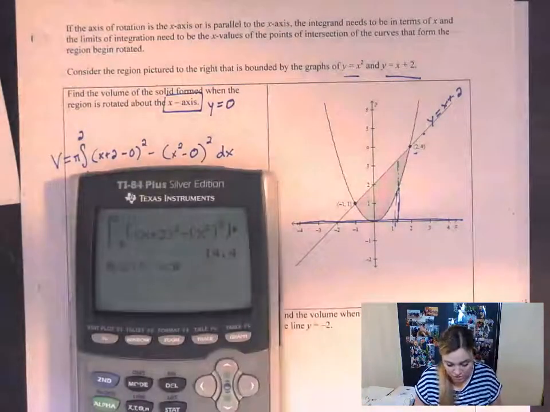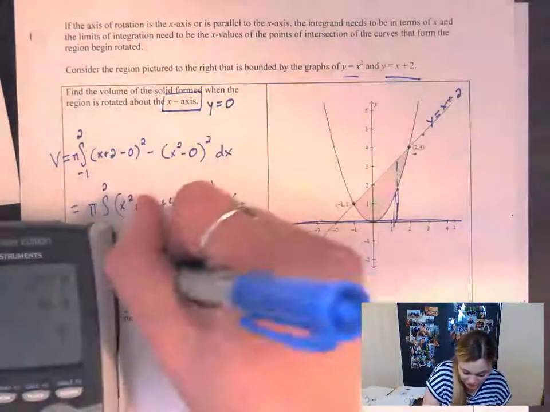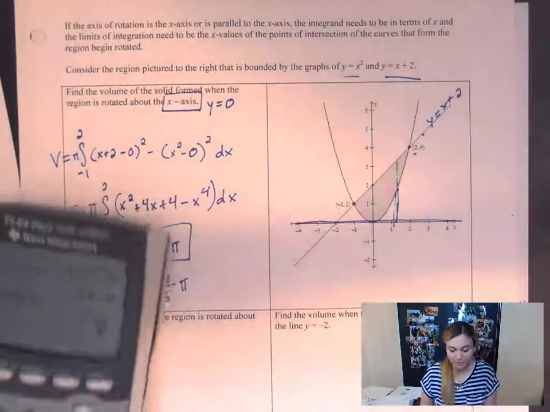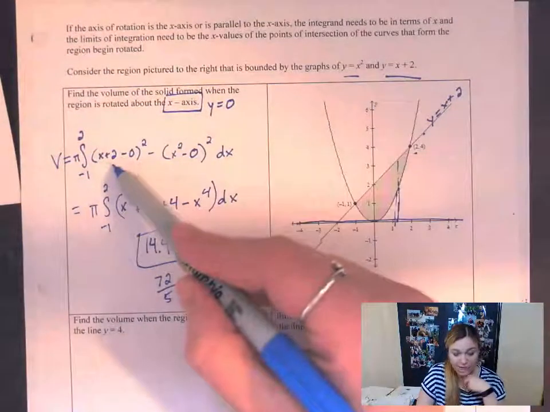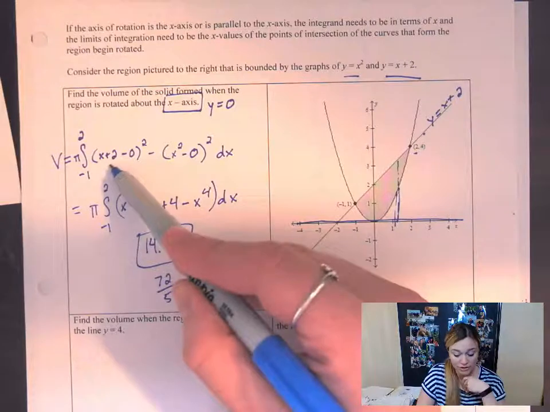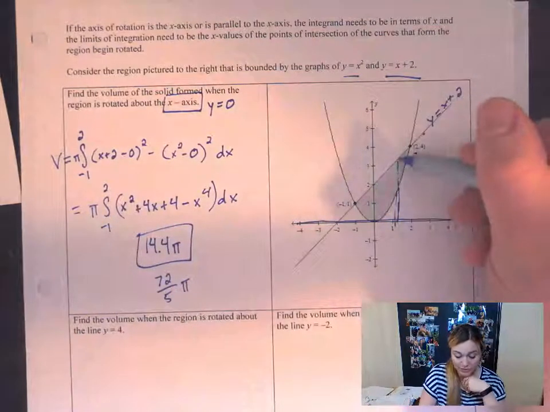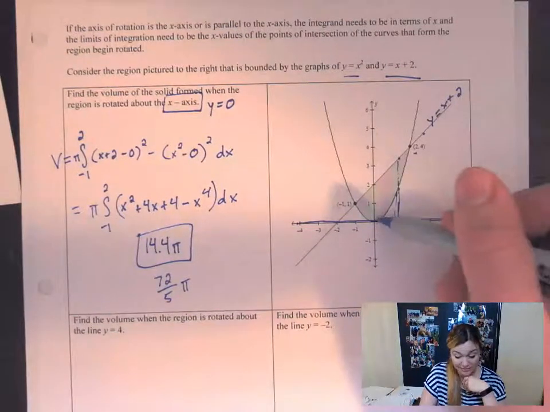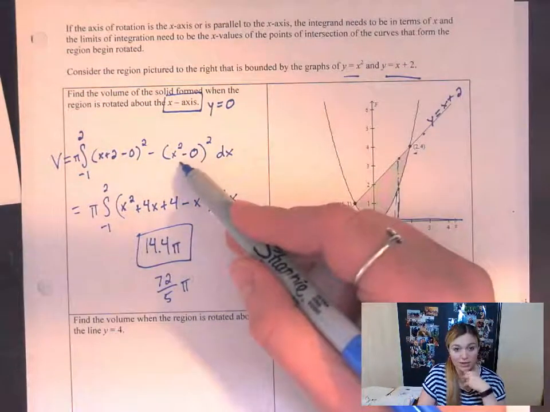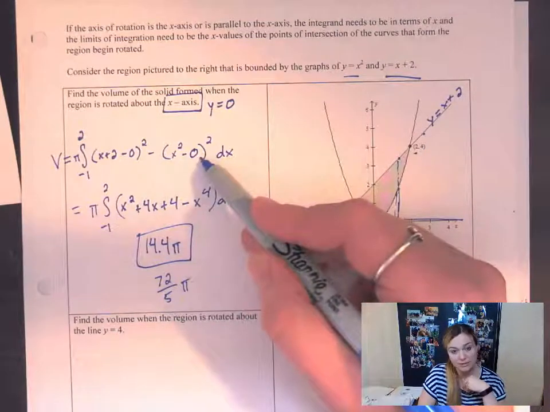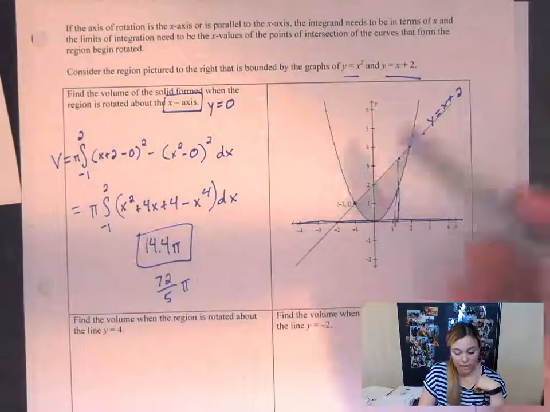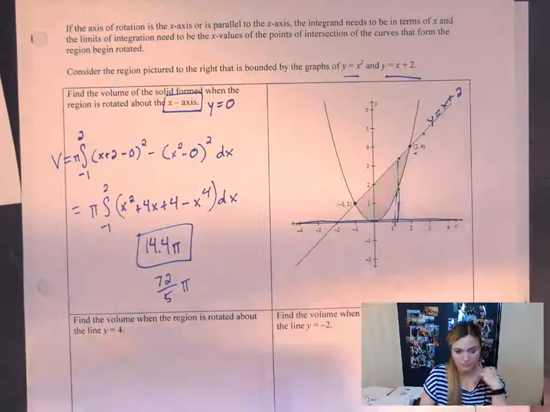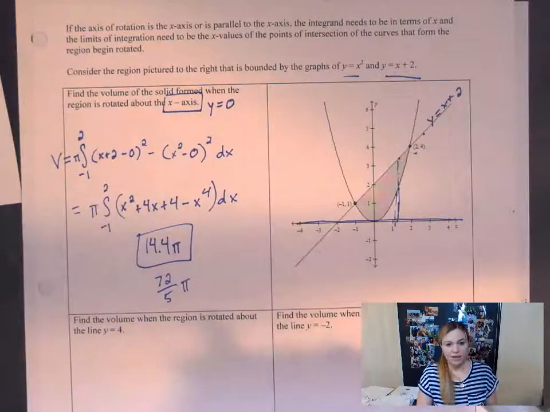Or if you did it the other way and you did a bunch of work and said that this was 72 over 5 pi, that's okay too. Same thing. Okay, so outer function minus the axis squared, because it was the thing furthest away from y equals 0. The function that was closest, in some cases even just touching, is the x squared minus 0, or x squared minus the axis squared. So outer function was x plus 2, inner function was x squared. Okay, how about the next one?